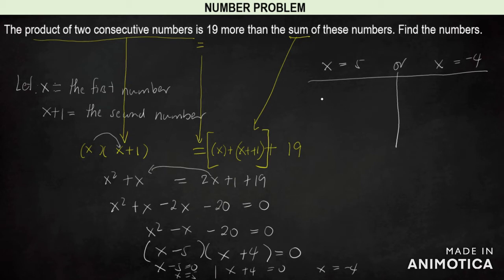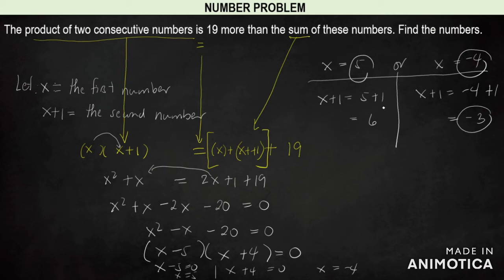So the second number would be x plus 1, and that is 5 plus 1, so it is equal to 6. We have here x plus 1 is equal to negative 4. Negative 4 plus 1, so we have here negative 3. Okay. So the first pair of solutions we have, okay, we have 5 and 6 or negative 4 and negative 3. Okay, let us check.